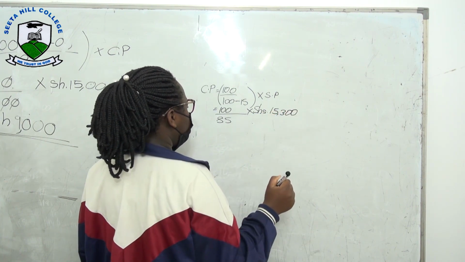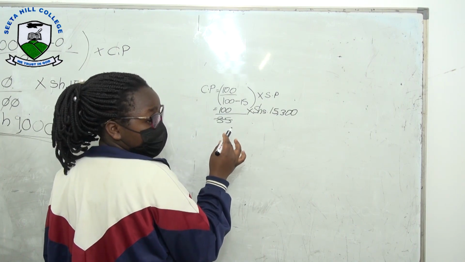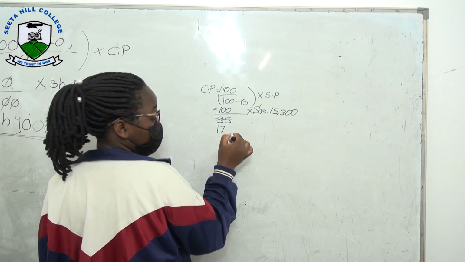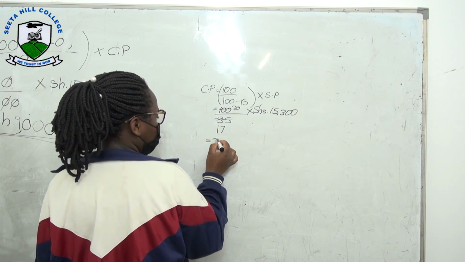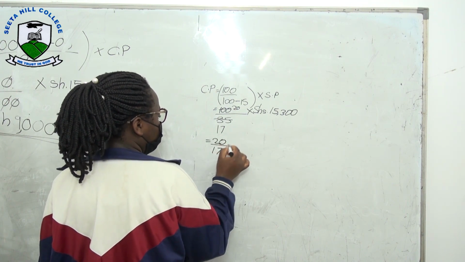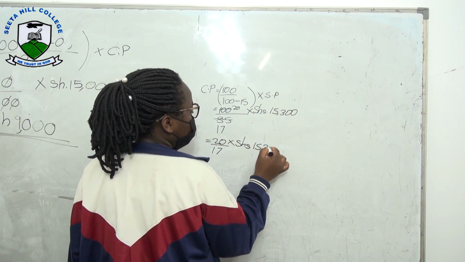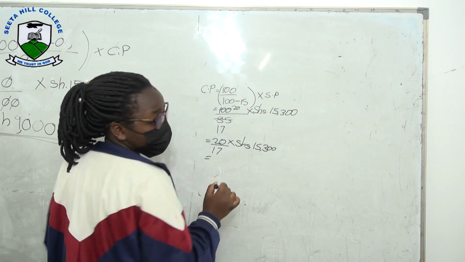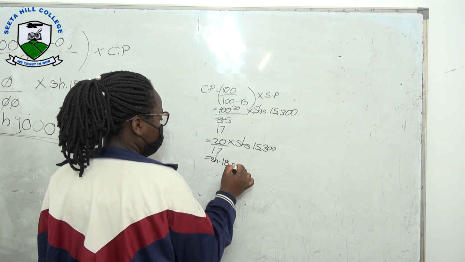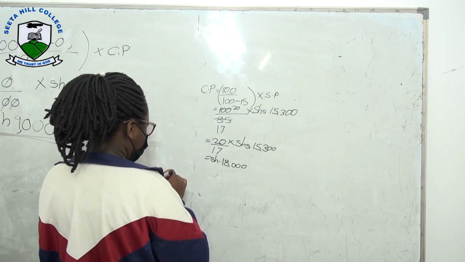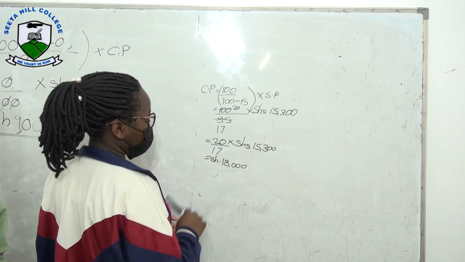15,300 shillings. So by 5, 17, by 5 and 20, it will give us 20 out of 17 times 15,300 shillings, which is 18,000. Now you must reason your answer logically. Look at it. Is it logical? Is it correct? Yeah.